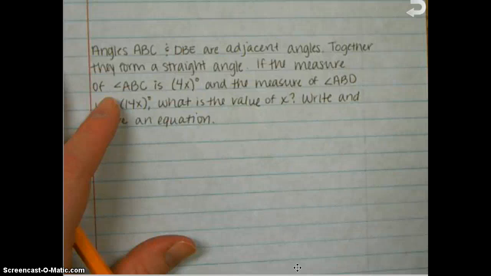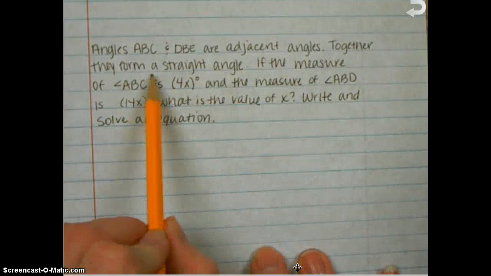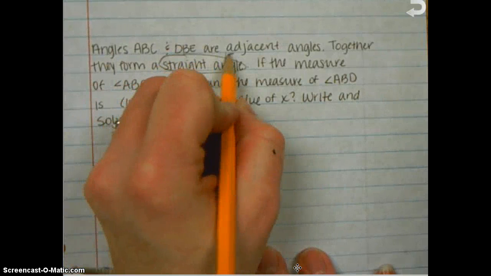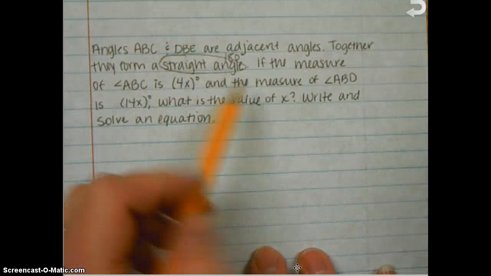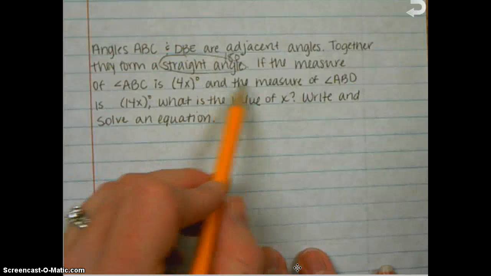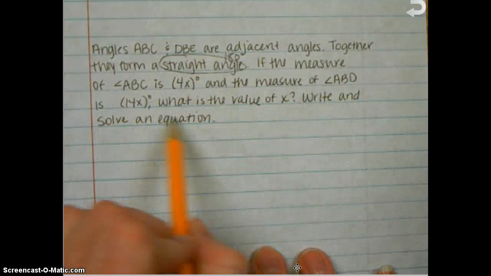Another one, angles ABC and DBE are adjacent angles. Together they form a straight angle. Okay, keep in mind a straight angle means 180 degrees. It's a straight line. If the measure of ABC is 4x degrees and the measure of DBE is 14x degrees, what's the value of x? Right, and solve an equation.